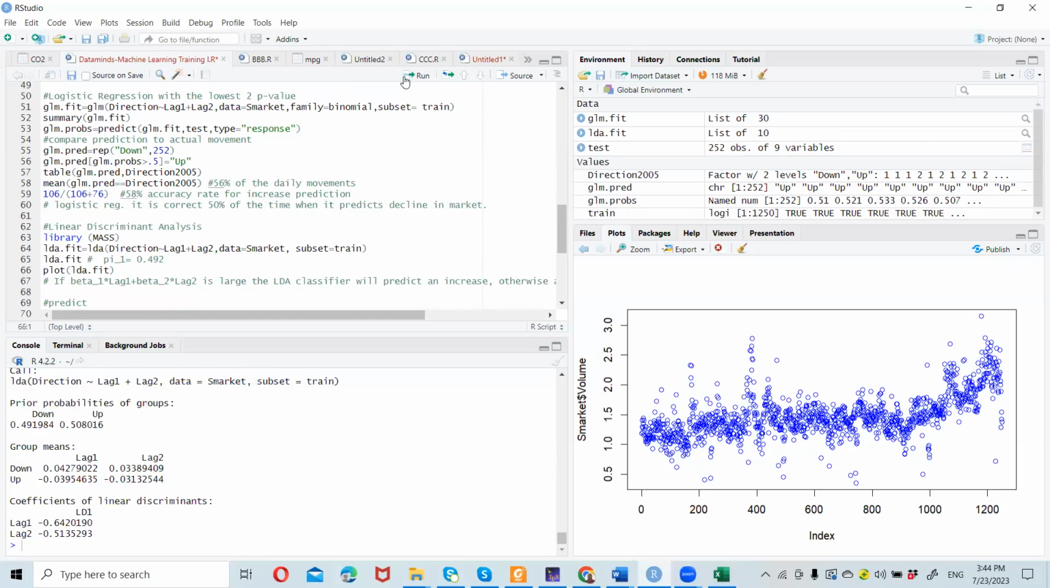We subset it to train, and we can see that we have our group means. For lag 1, we have down, and up minus 0.33, and lag 2, we have that. Then our prior probabilities of the group: for down we have 0.49, for up we have 0.51 approximately. Now, looking at this coefficient of linear discriminants.